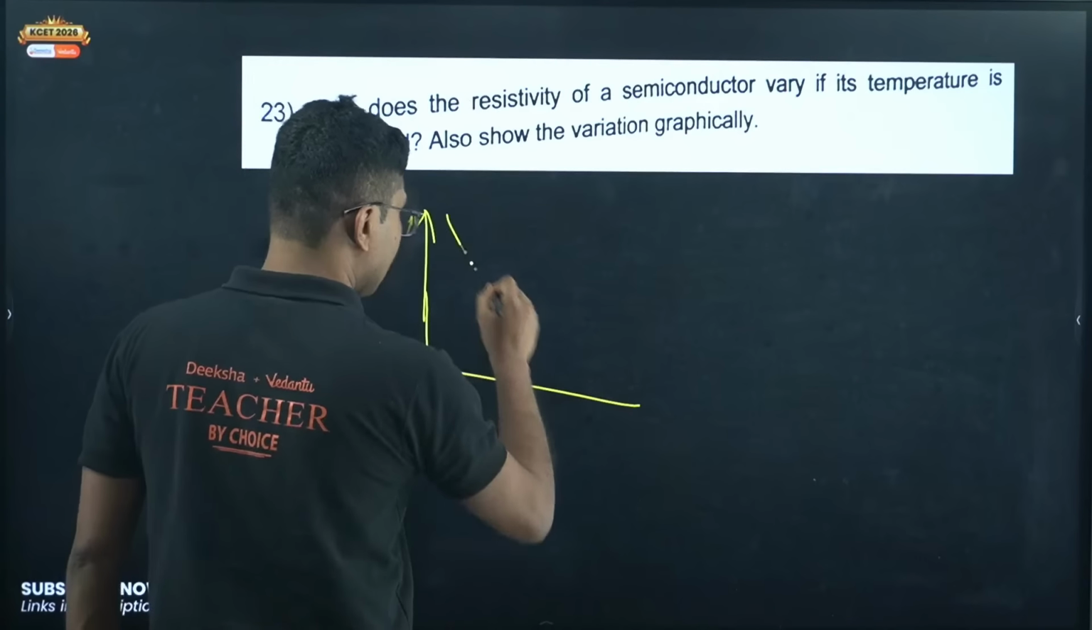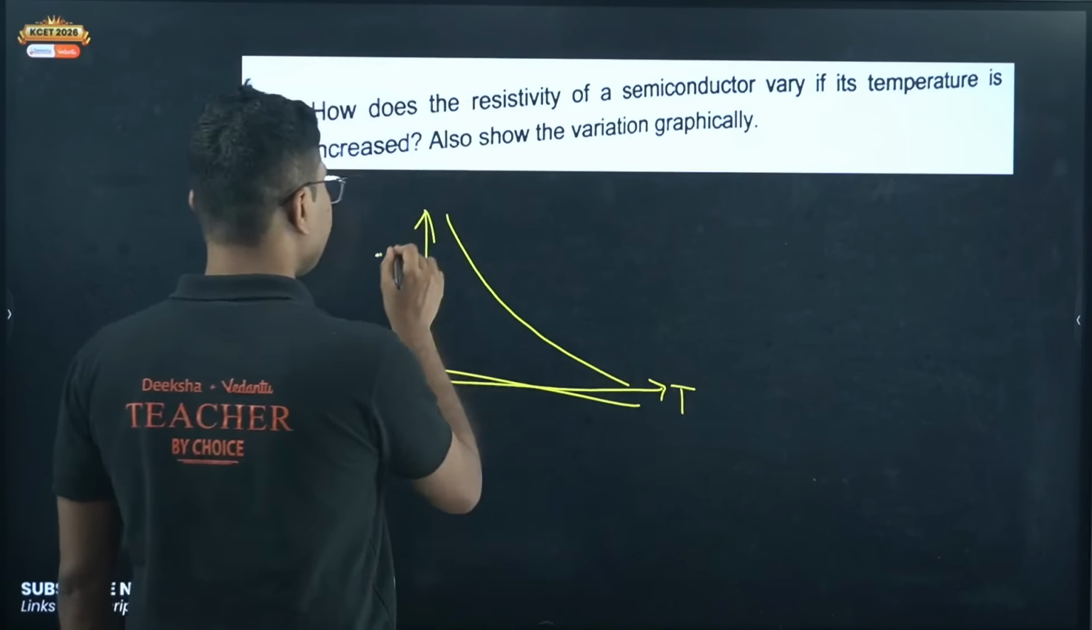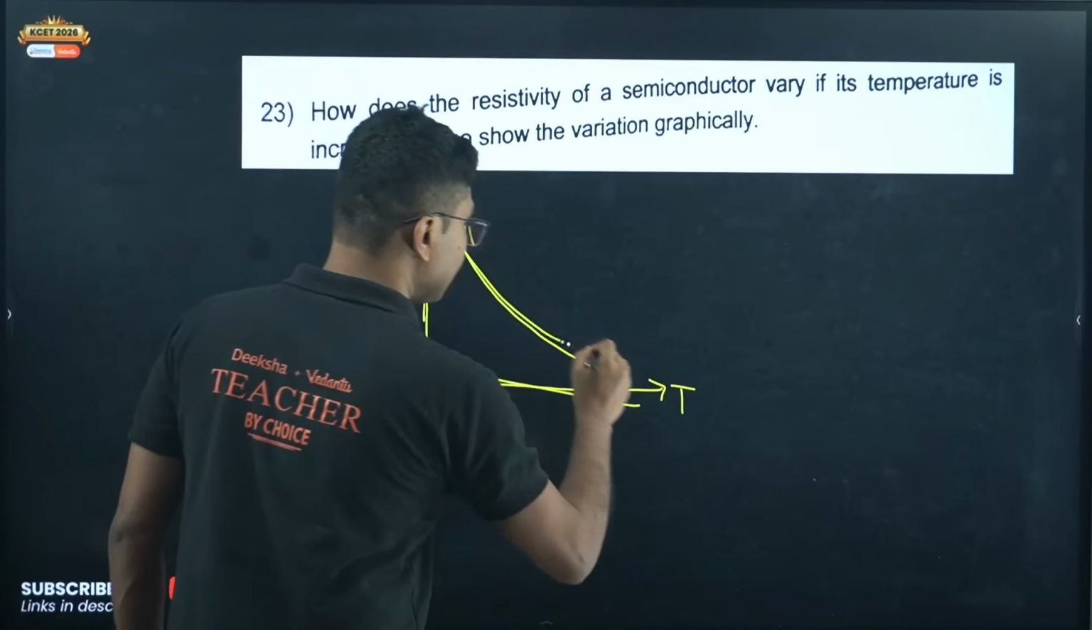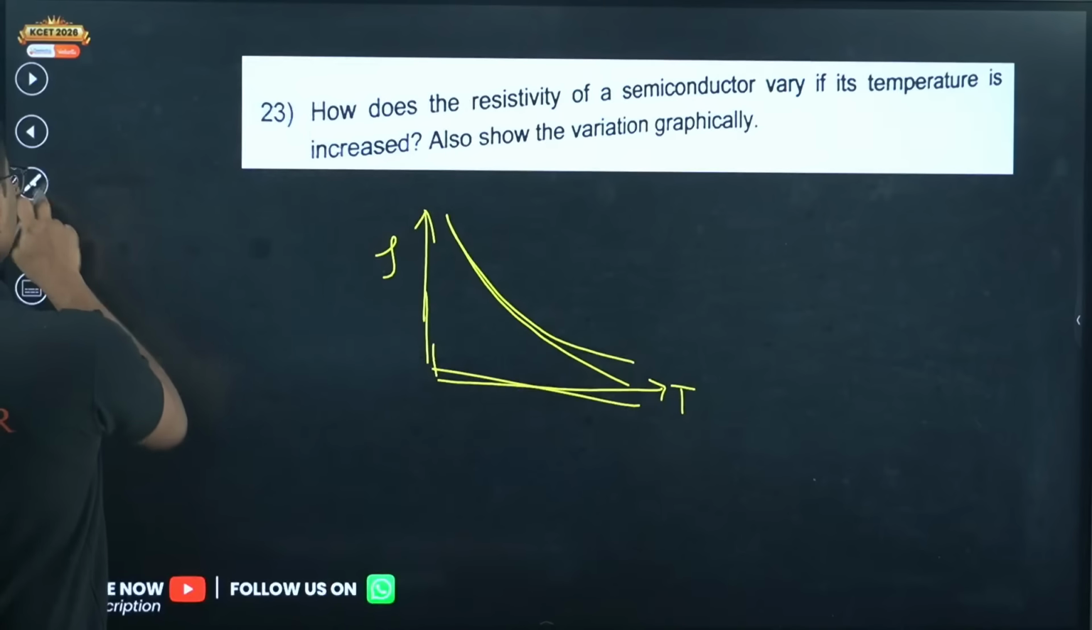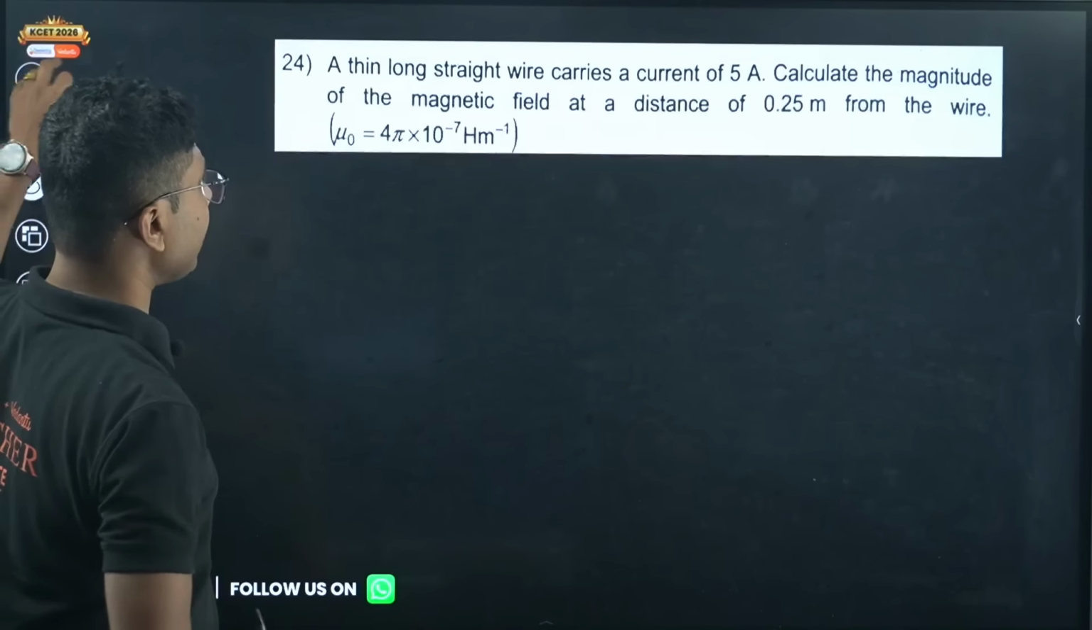So for a semiconductor, the resistivity versus temperature graph is like this. So this is the temperature, this is the resistivity of the semiconductor. If you have mentioned that, if you have drawn this graph, you will get full marks. Okay, this is also slightly uncommon but not difficult.